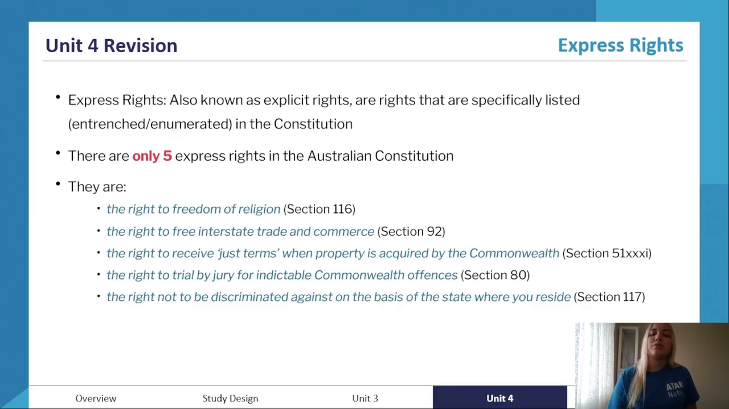The right to receive just terms when property is acquired by the Commonwealth is in Section 51, subsection 31. This refers to the fact that Commonwealth can take your property if they want to, I don't know, build train tracks there or a council building, but they will have to compensate you for that. So at least they will pay you. So don't know how much of a protection that is for people, but at least you get compensation. So that's that just terms.